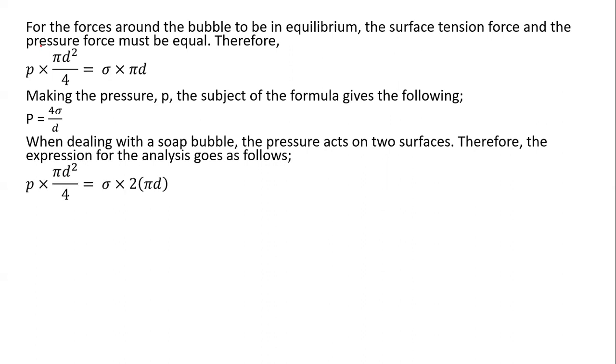Then, meaning that going ahead, if you now talk about a soap bubble, you say 2 pi d instead of pi d. So there, it means that the difference will be, instead of having 4 here, you end up with 8. So the pressure will be 8 times the surface tension over d. This is 8 times the surface tension force divided by the diameter.